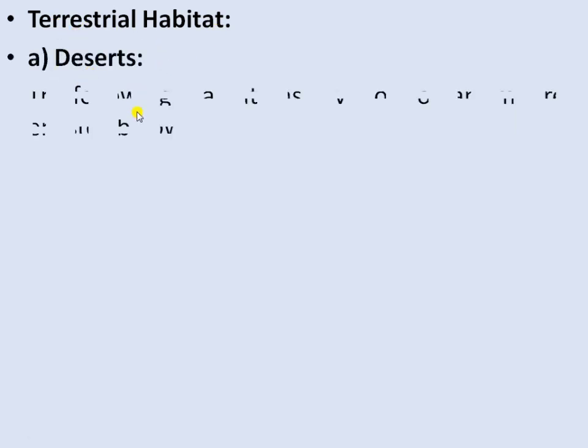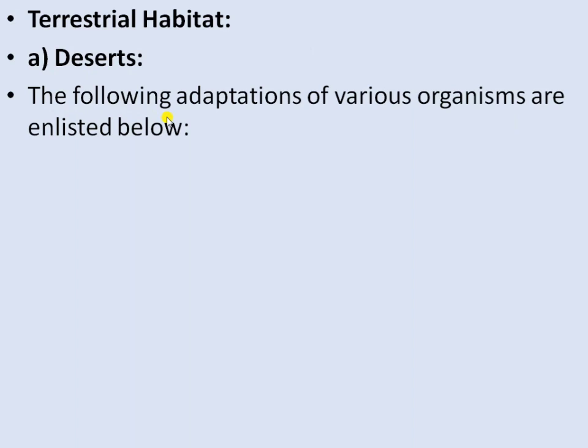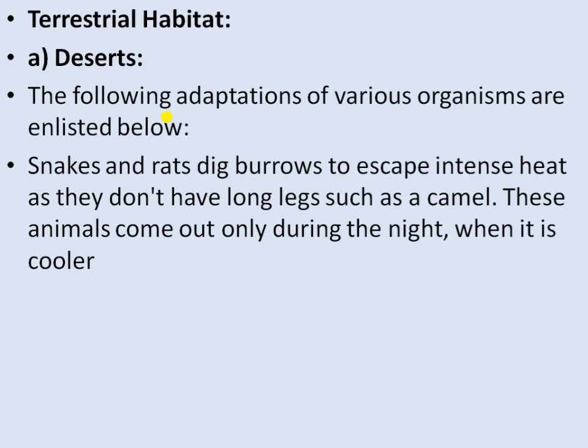Next is about the terrestrial habitat in deserts. The following adaptations of various organisms are listed below. First, snakes and rats dig burrows to escape the intense heat, as they don't have long legs such as the camel. So these animals come out only during the night when it is cooler.